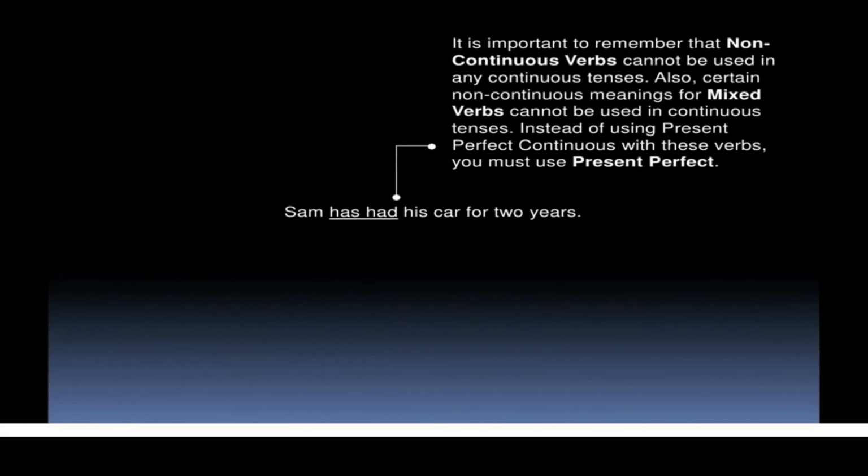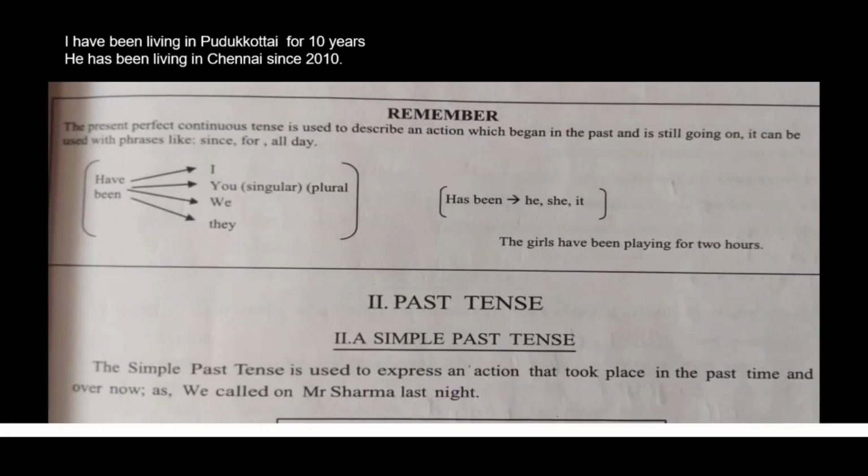It is important to remember that non-continuous verbs cannot be used in any continuous tenses. Also, certain non-continuous meanings for mixed verbs cannot be used in continuous tenses. Instead of using present perfect continuous with these verbs, you must use present perfect. So the sentence should be like this: Sam has had his car for 2 years. Let's see some more examples.